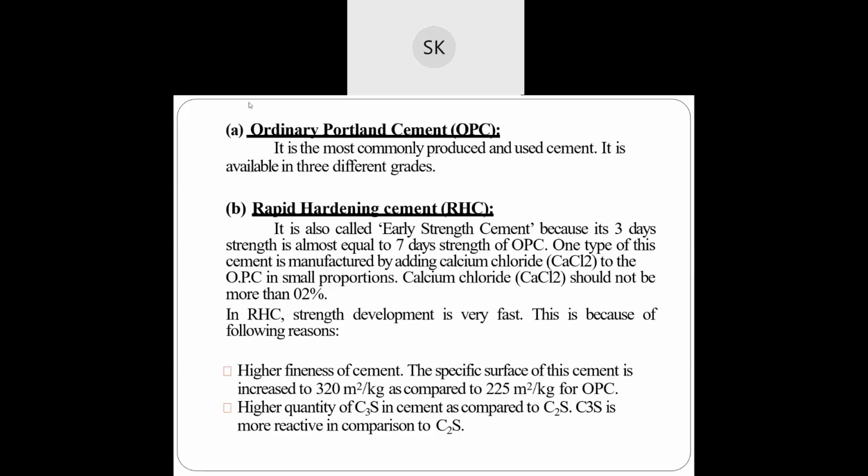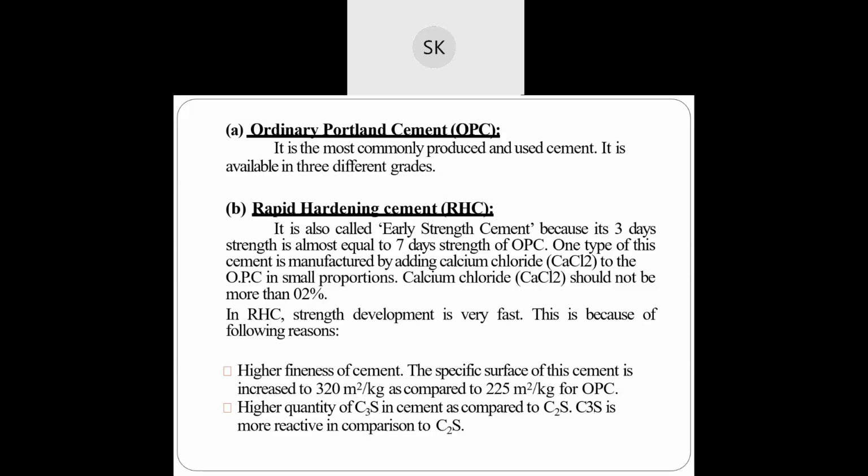Now, the reason for its hardening is this: higher fineness of cement. The specific surface of this cement is increased to 320 m² per kg as compared to 225 m² per kg for OPC. As it has a larger surface area, the heat of hydration will be more and it will gain strength faster.